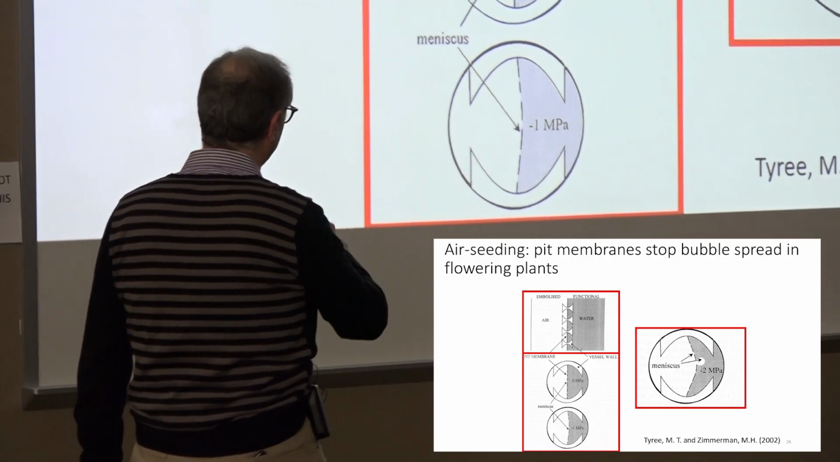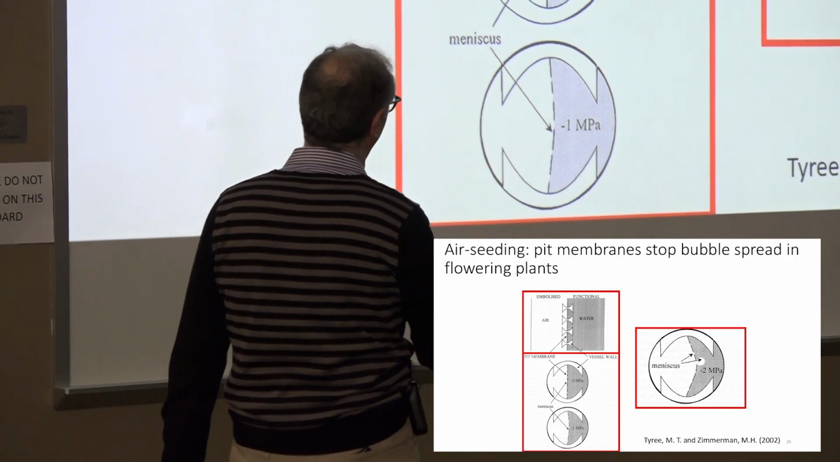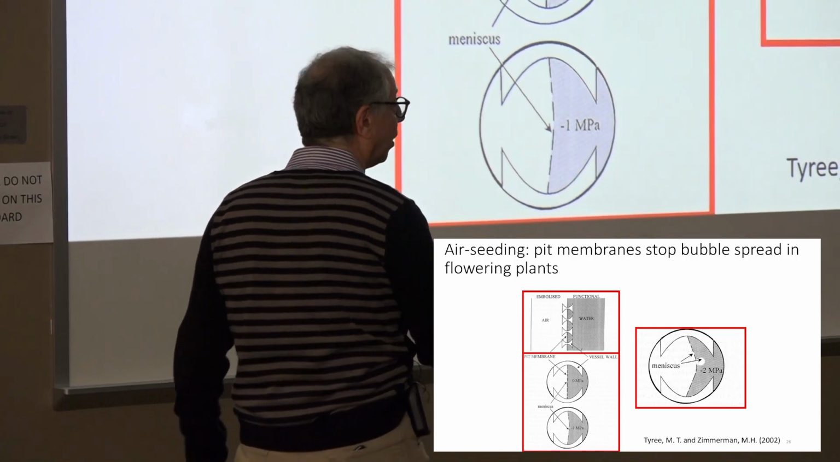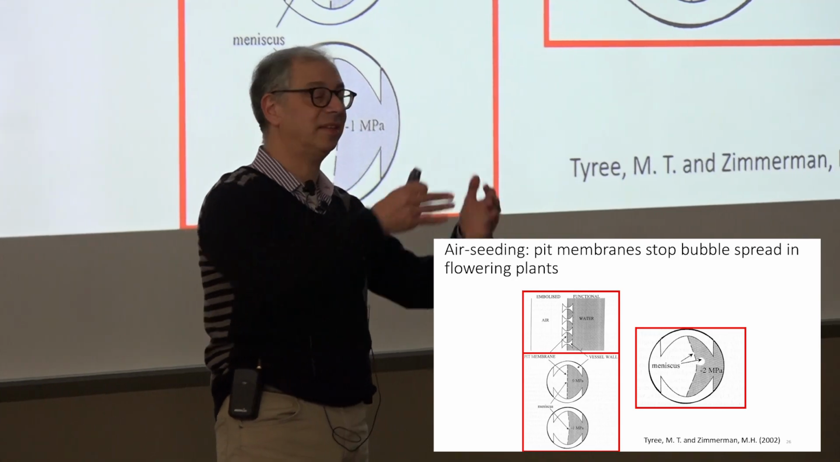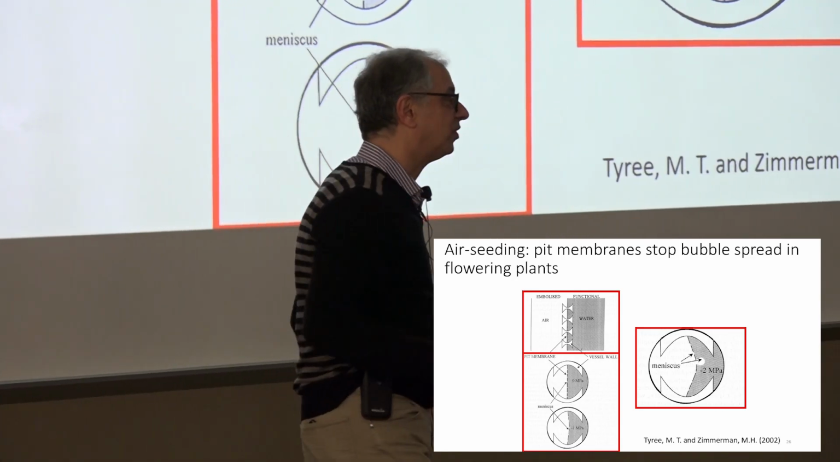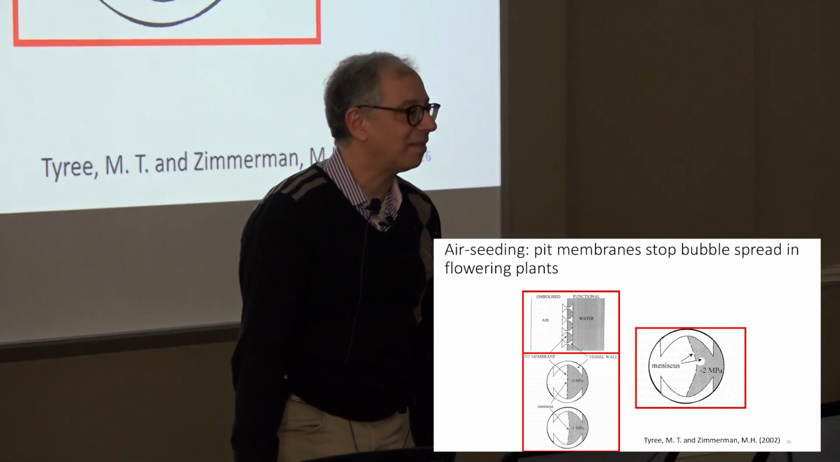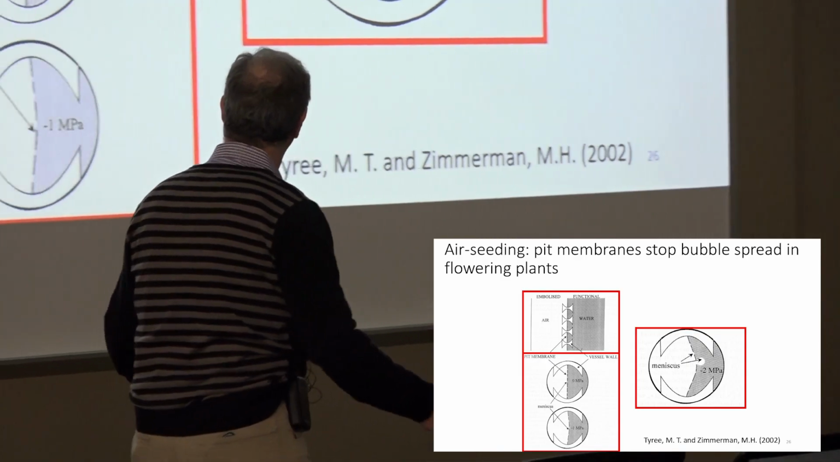Let's look at air, because at the end of the day, air cavitating is a problem. Air can enter into the xylem through multiple pathways. You have cracks in the tree. You have scientists drilling holes to put sensors in the tree, so that also creates air pathways, etc. So you have a lot of those.